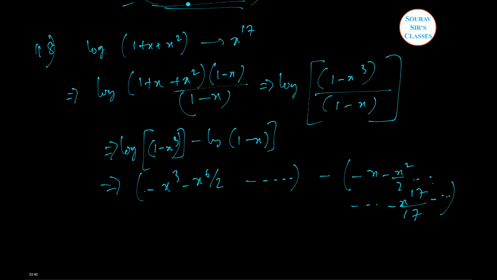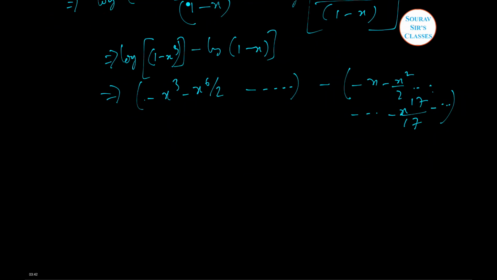So it's like this. Every time we multiply, things will be cancelled, and we will be left with the term 1 by 17. These two minuses will ultimately make it positive. So 1 by 17 x to the power 17 and plus. So obviously if we go through the options again, we can see the possible option is only A. So this is the way to solve the problem.